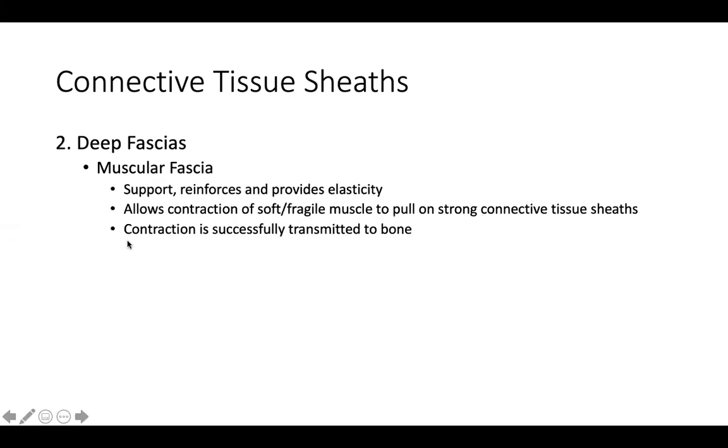More about deep fascia here. It supports, reinforces, and provides elasticity. It allows for contraction of fragile muscles to pull on a strong connective tissue sheath. Soft and fragile muscle, that's talking about on the cellular level, the characteristic of the muscle tissue. So what fascia is doing is allowing that soft tissue to pull on something that's stronger, and then that force can pull on the tendon, right, the denser connective tissue strongly, and that force is pulling on the bone strongly.